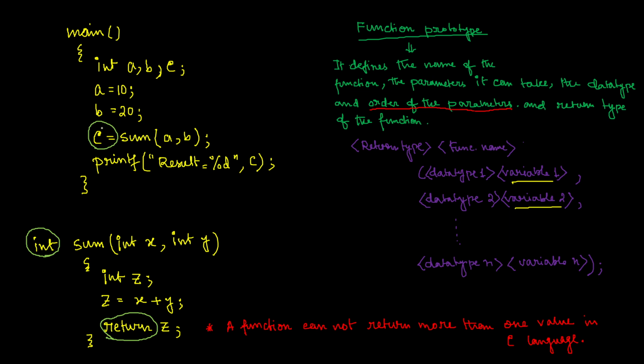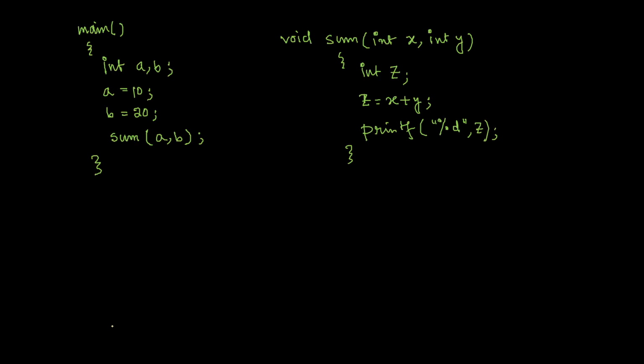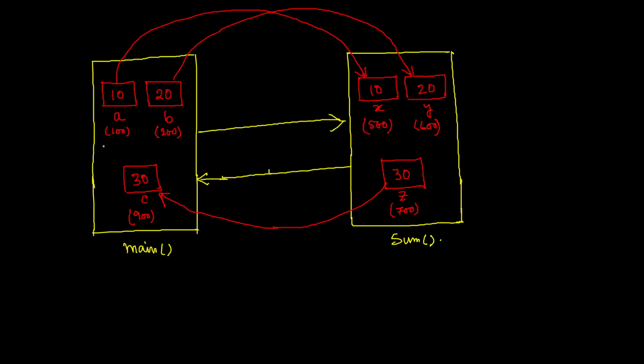In a similar way, if you don't write anything here, that means you are not going to return anything from the function. That means you don't need to write int. You will simply write void. And also you don't need to write this return statement. Rather, you will do some other job, for example, this case. But the strategy of passing parameters and returning will remain the same.